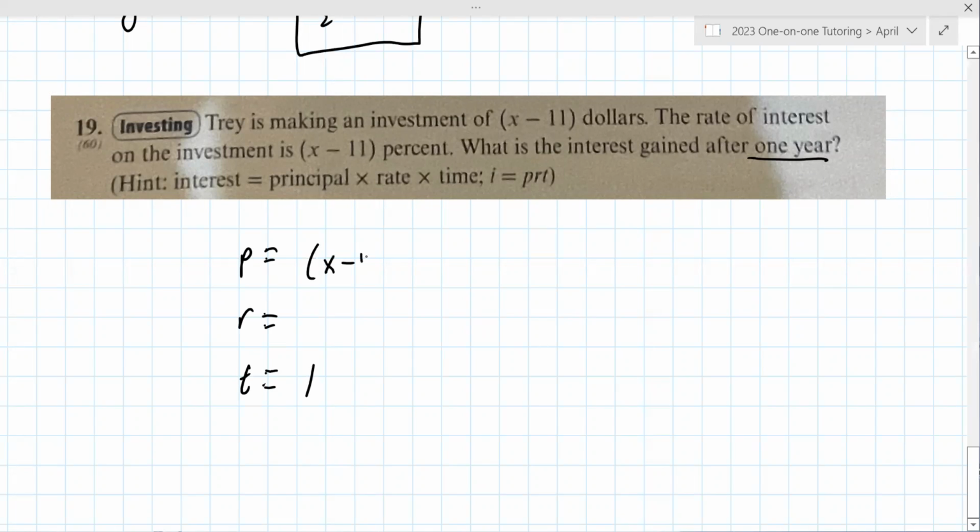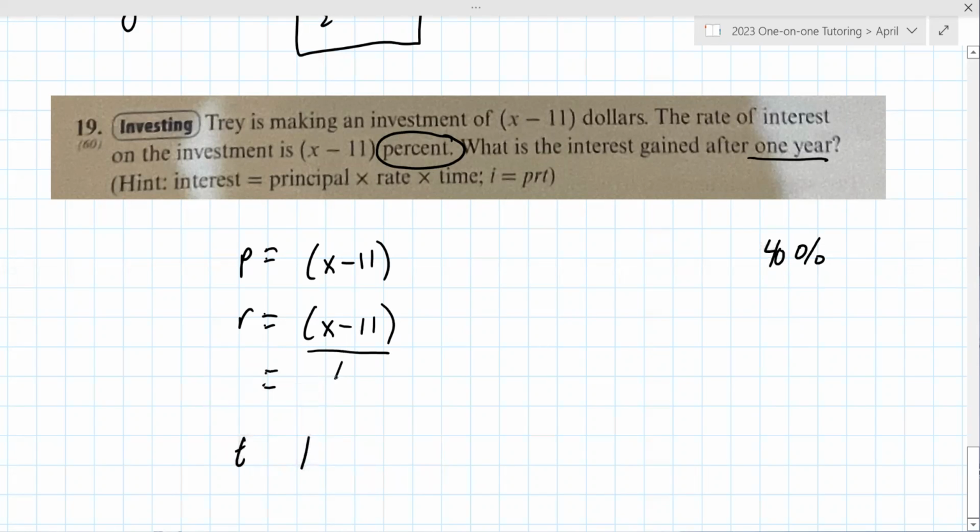So that's x minus 11 for the principal. And then the rate is also x minus 11. But because it's a percent, like let's just say it's 40%, we don't use percentages in math calculations. We convert those to decimals like we were doing the other day. So you have to take your rate, your percent, and divide it by 100. Because we don't know what it is, but like let's just say it's 40%. We wouldn't work with that. We would work with 40 divided by 100.